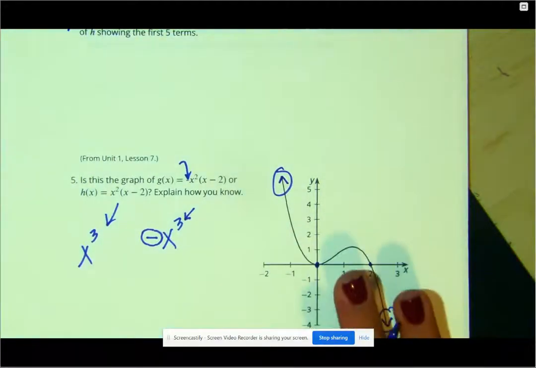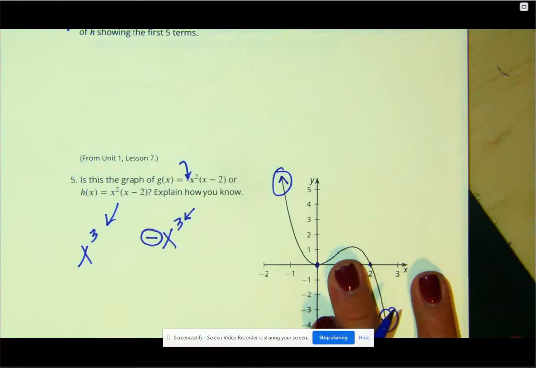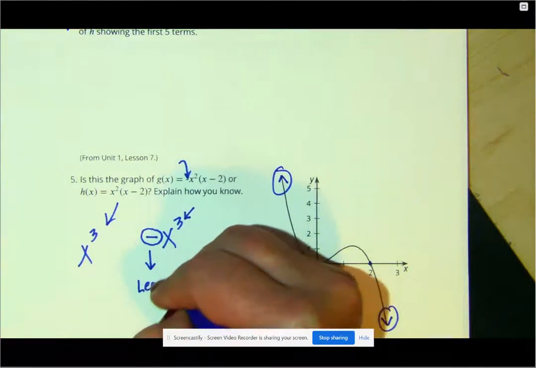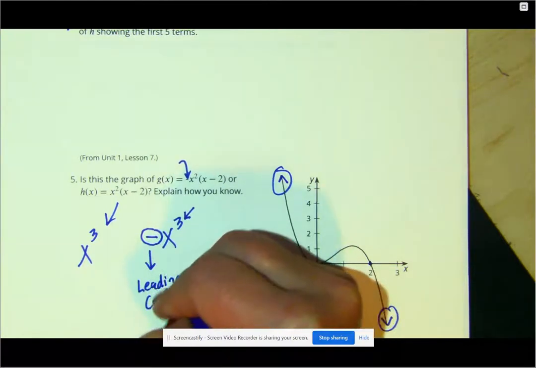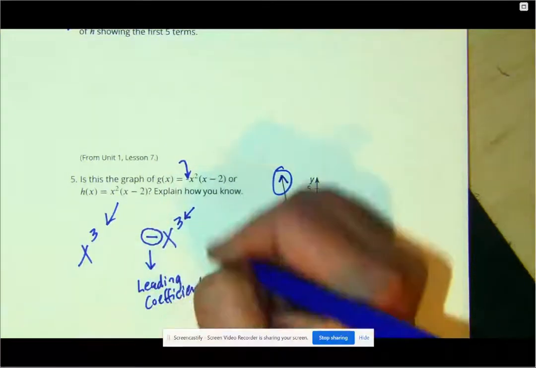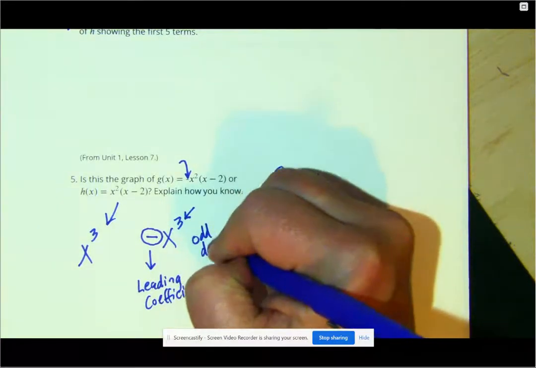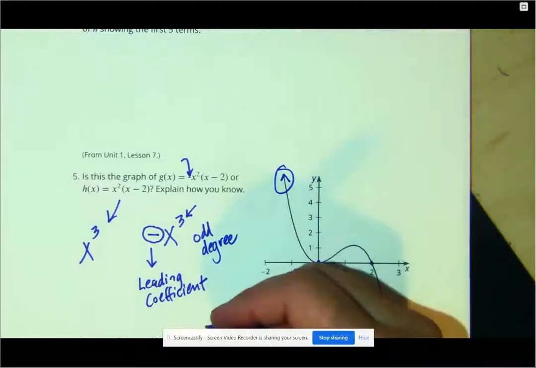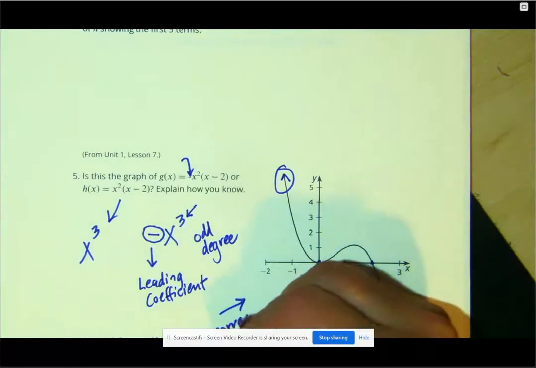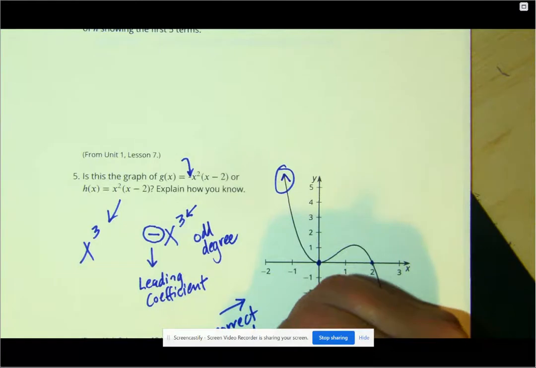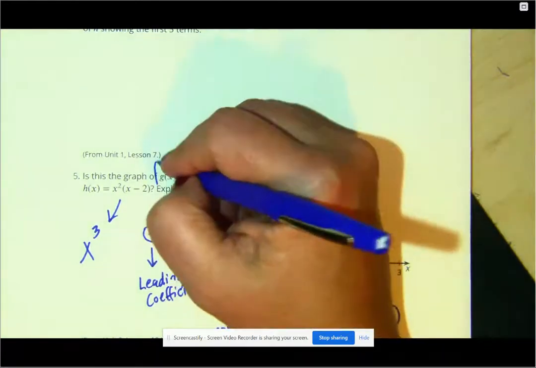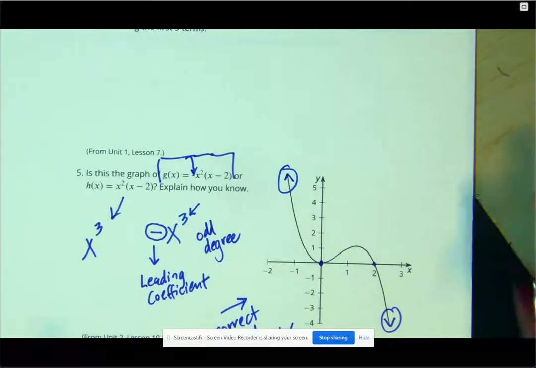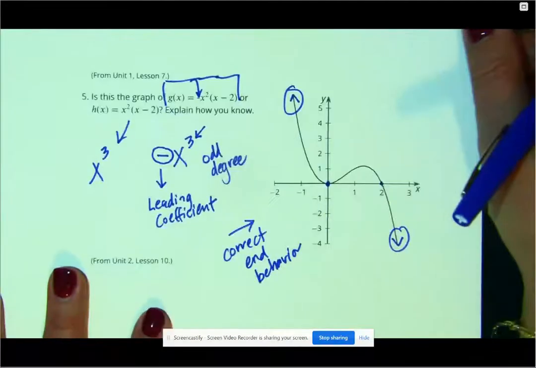So how did I know this was right? I mean, you could go to Desmos, but I knew because it had a negative leading coefficient and an odd degree. So I knew that this was the correct end behavior. So g of x is the right one. Okay. Number 6.